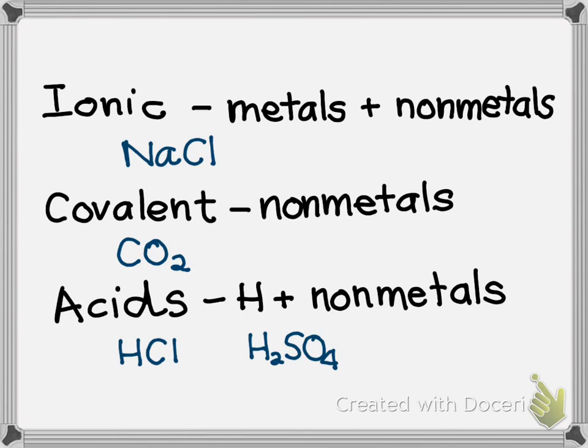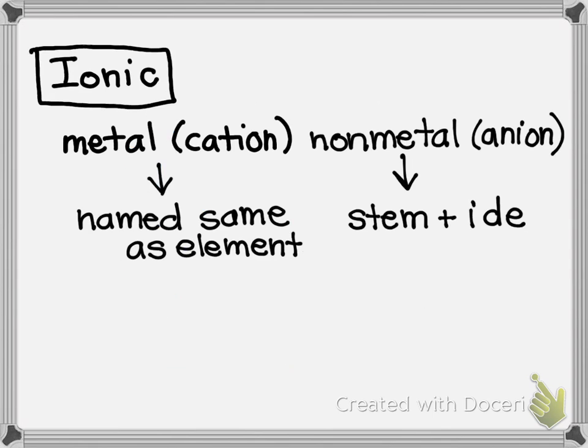So your first question will be, what type of elements are there? I'll go through ionic, then covalent, and then the acids. So let's start with ionic. We have a formula, we'll say it's NaCl just to start with, and we've identified it as ionic.